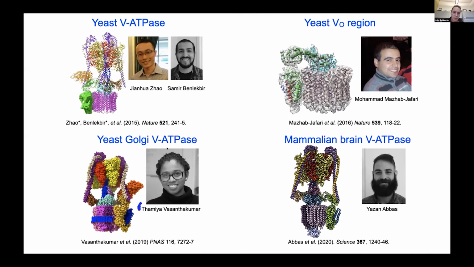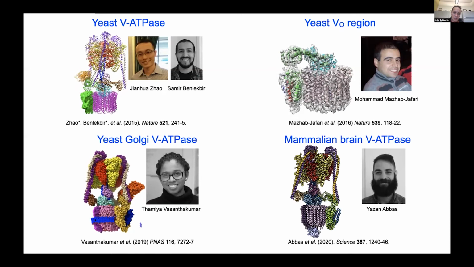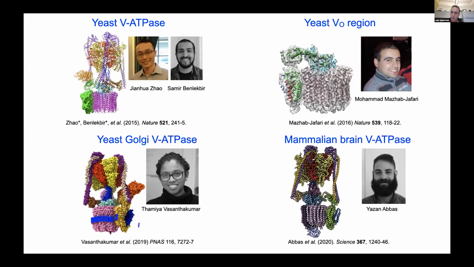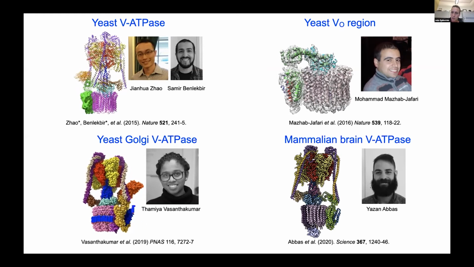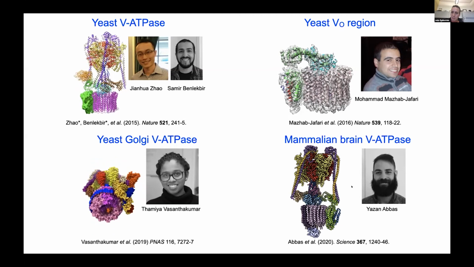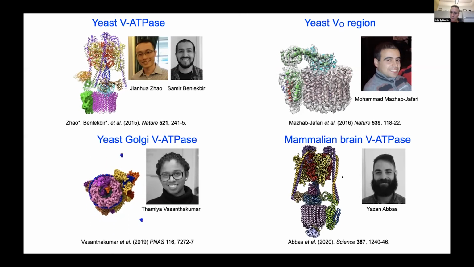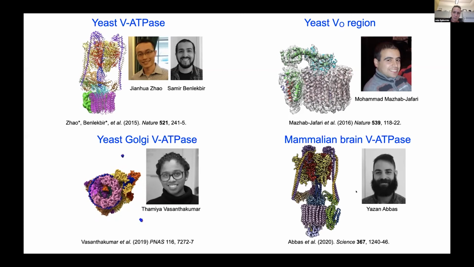The work of Thamia Vasanthakumar, a current graduate student who's been studying the dynamics of the complex and looking at how lipids modulate its activity. And most recently, the work of Yazan Abbas, who used a trick that we developed in the lab to isolate the mammalian brain V-ATPases to determine this first structure of a mammalian V-ATPase.